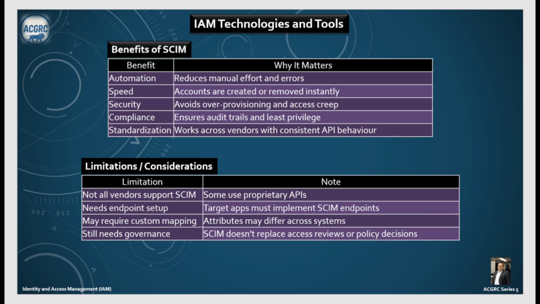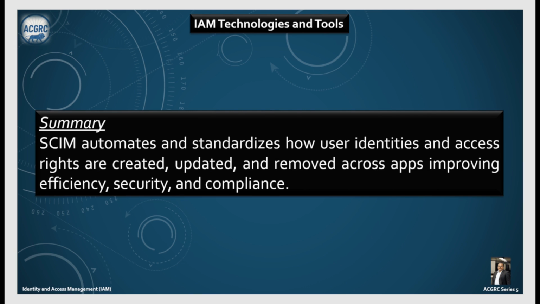Limitations: not all vendors support SCIM. It needs endpoint setups. It may require custom mapping. It needs governance. SCIM doesn't replace access review or policy decisions. In summary, SCIM automates and standardizes how user identity and access rights are created, updated, and removed across apps, improving efficiency and compliance.